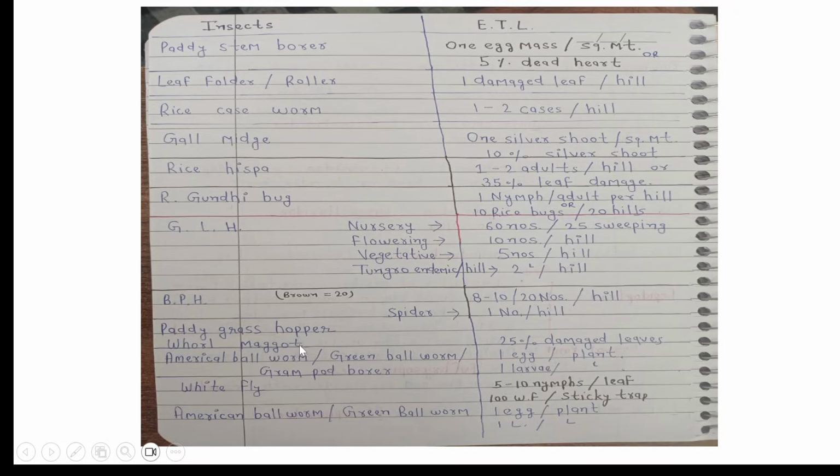Then brown plant hopper, then paddy grasshopper, American bollworm, it is important, one egg per plant, then whitefly, it is also crucial, 5 to 10 nymphs per leaf or 100 whiteflies per sticky tray.